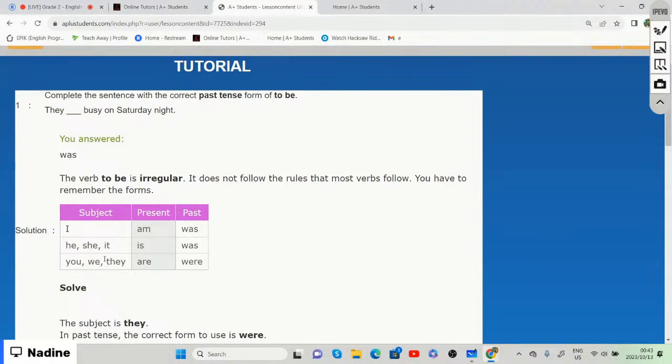And then we also have, for example, he, she, or it, referring to one person. In the present tense, we say is, and in the past tense, we say was. And then we have you, we, they, which refers to more than one person or more than one subject. In the present tense, we say are, but in the past tense, we say were.